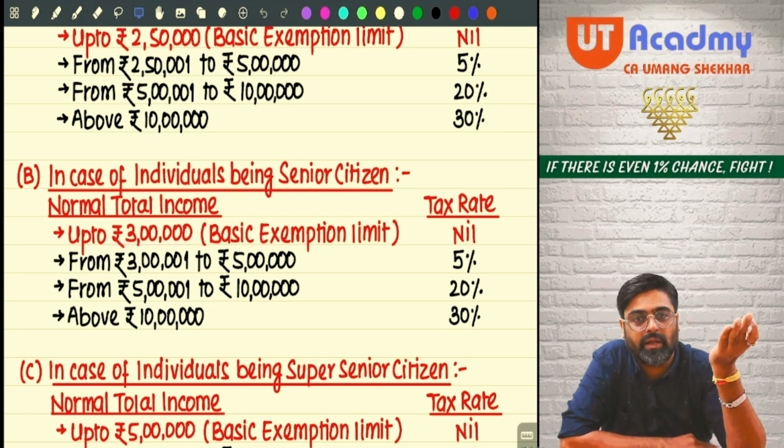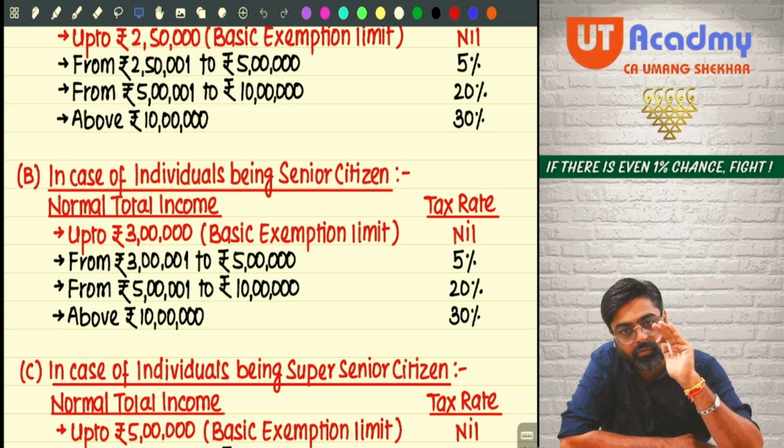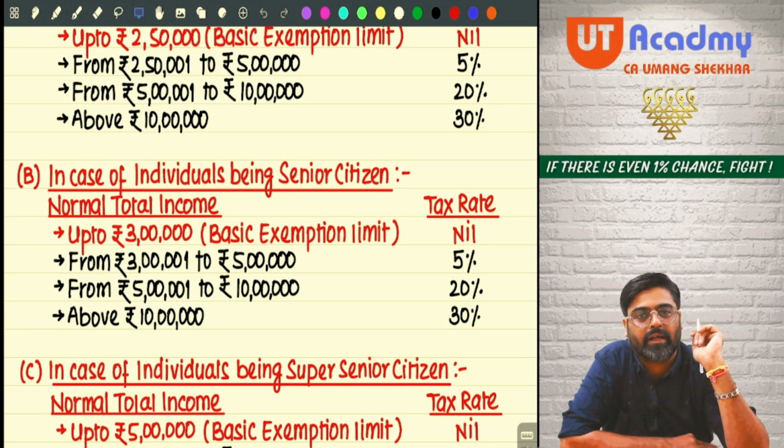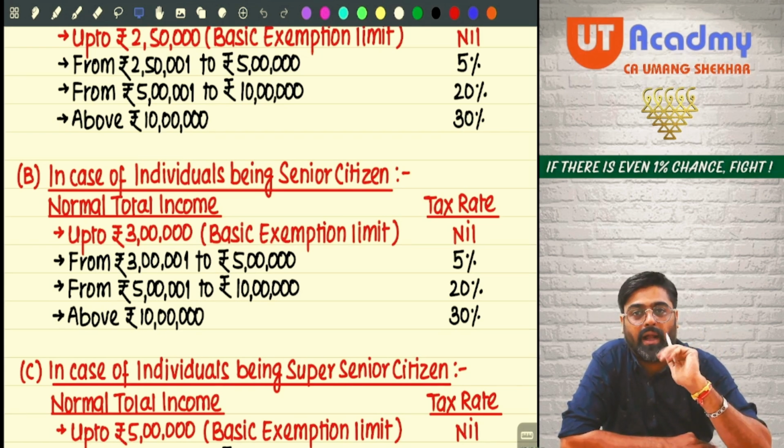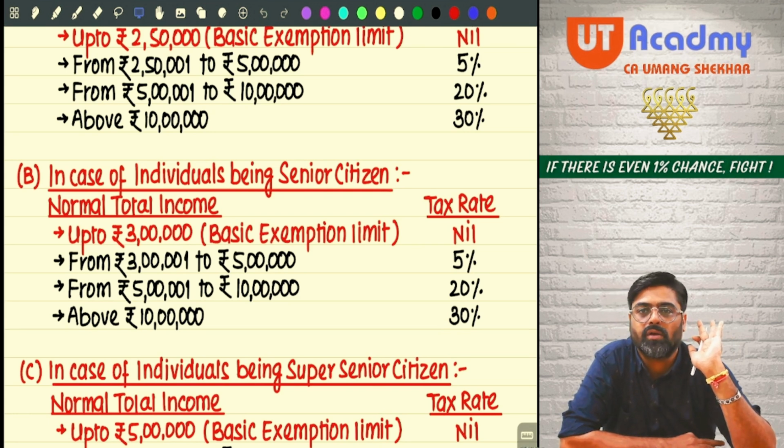So from their total income, on the first 3 lakhs, they are not supposed to pay any tax. Then 3 lakhs to 5 lakhs, they'll pay 5%. 5 to 10, they'll pay 20%. And above 10, they will pay 30%. Akshaya, are you understanding? Sure?